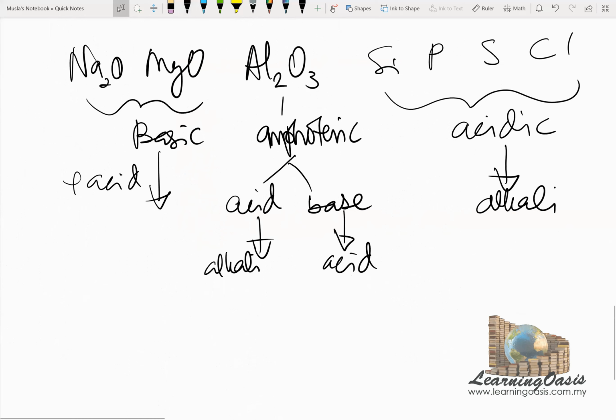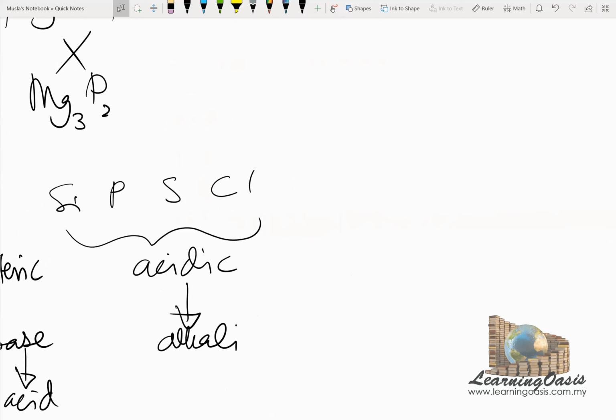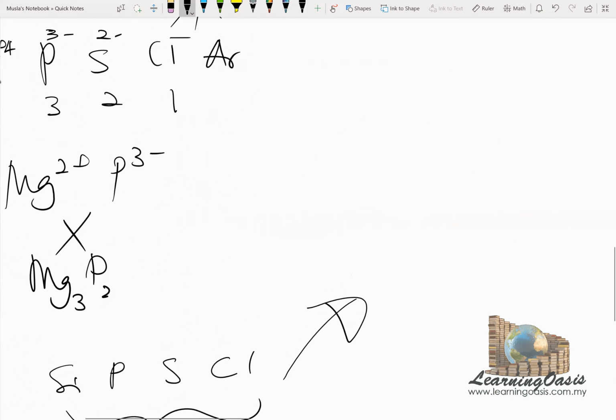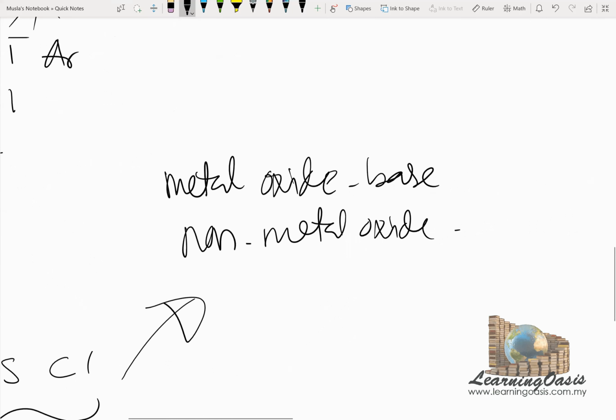So from here, you have to remember this because you carry it, okay? You notice we carry this concept a long way. What concept do you have to remember? Metal oxide is what? Metal oxide is a base. Non-metal oxide is acidic. Right. So remember this.